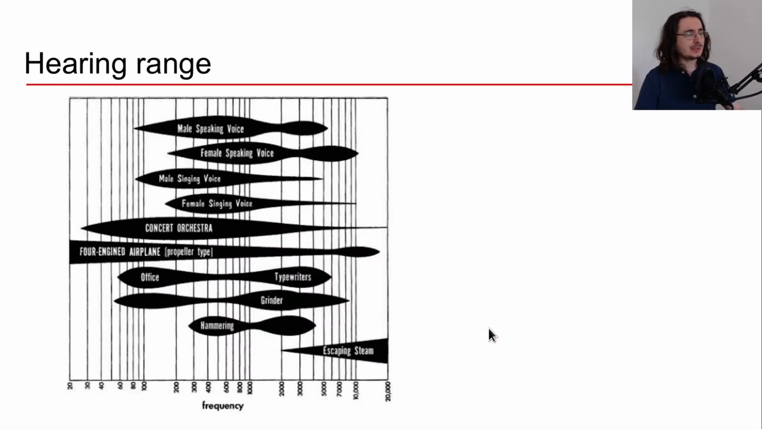Right, so now let's take a look at a few examples of sounds and where they are mapped into the hearing range. So if we take a look at the concert orchestra, for example, in the middle here, you'll see that the concert orchestra more or less covers the whole spectrum of human hearing range, and that makes sense.